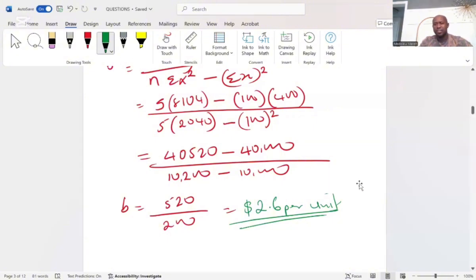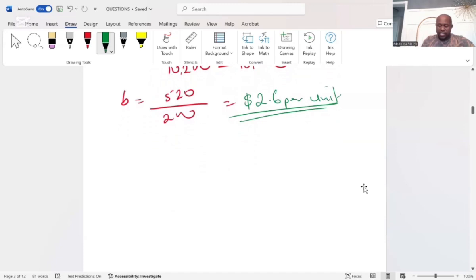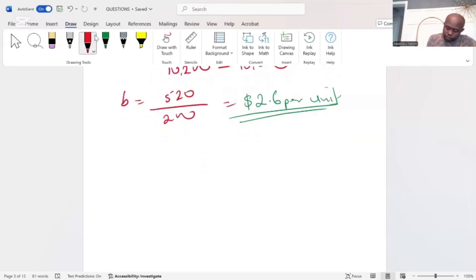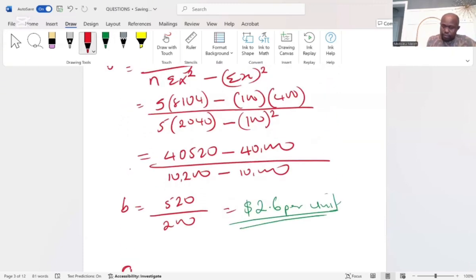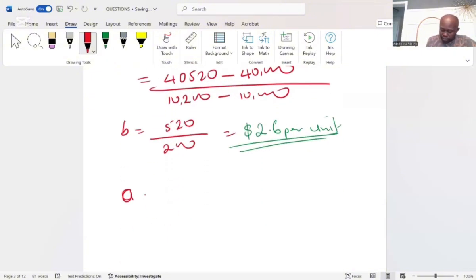Any trouble? Okay, so now we need a. How do we get a? Don't forget the formula for a. We learned the formula for a recently. In that formula, the reason we delayed is that we need to calculate b first before we can get a. The formula for a is sum of y divided by n, minus b multiplied by sum of x divided by n.